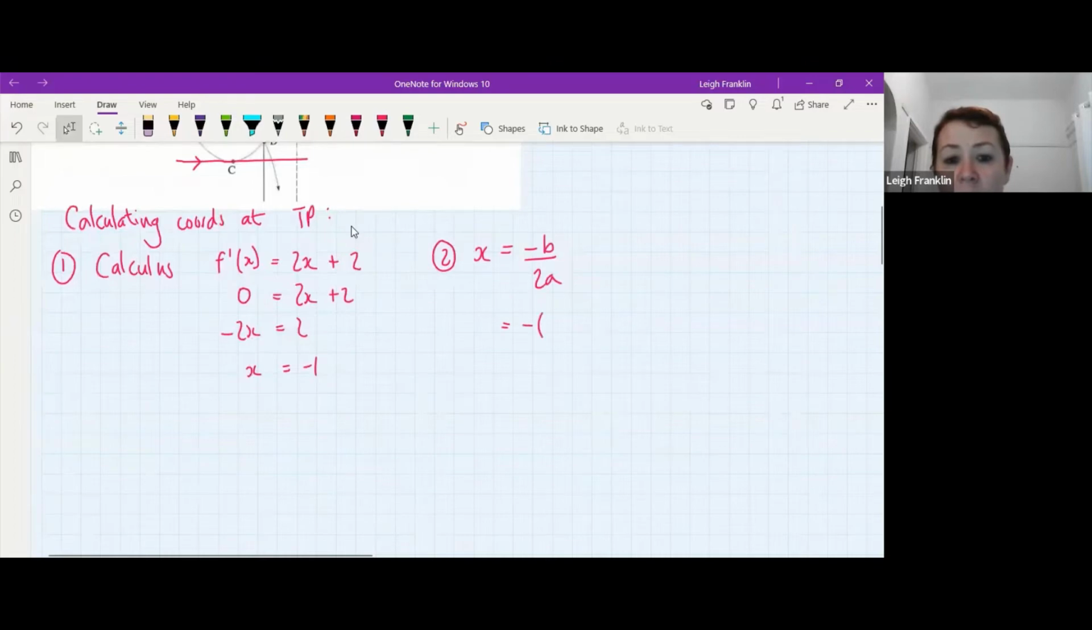So equals negative 2 over 2 times 1. And you see we also get negative 1 as an answer. All right. And then the last way would be to use the midpoint formula. Now that would work in situations where we know what the x-intercepts are.